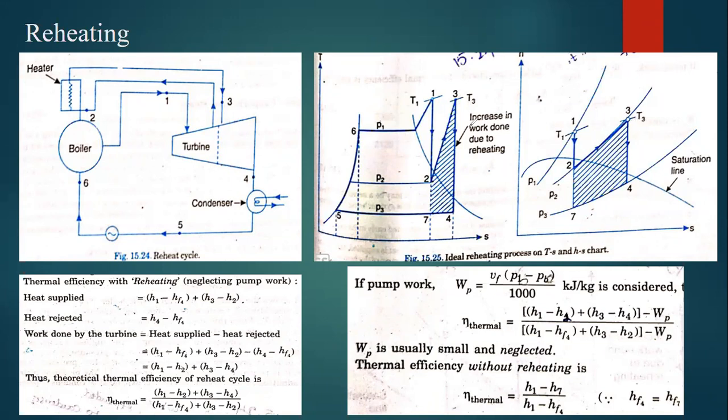So this is an isentropic process, that is S3 is equal to S4 here, right? And this is the process from 4 to 5 at condenser pressure, and after that we are going to have the process at the pump. What is the pump process? It is an isentropic pumping process, that is 5 to 6.